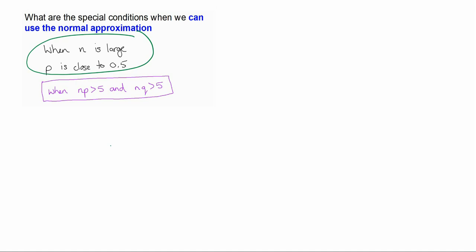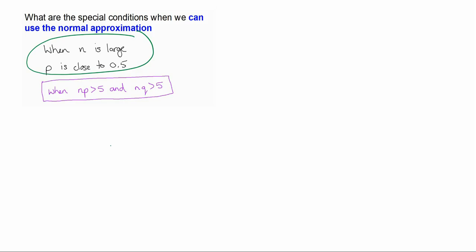That's so ambiguous. So what is large? Is 50 large? Is 100 large? Is 1,000 large? Is 30 large? Who knows what that means, but that's what they want you to write. And the probability is close to 0.5. Well, is 0.6 close to 0.5? I think it is. Maybe it's not. Is 0.54 close enough? It's too ambiguous.